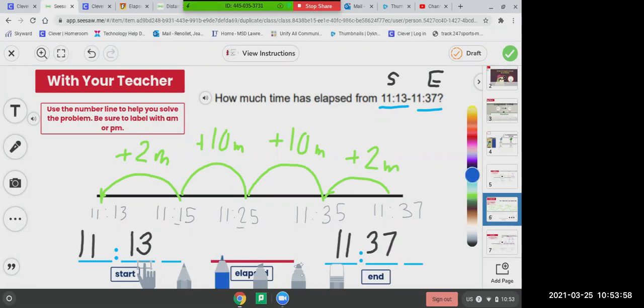Notice that we started at our start time, 11:13, and we ended at 11:37. That's our end time from the problem. Check that your number line matches mine.